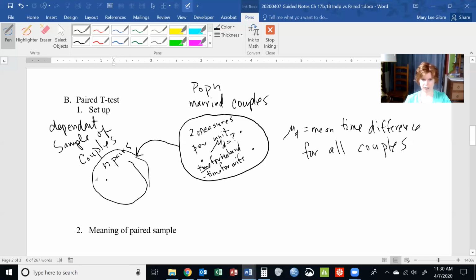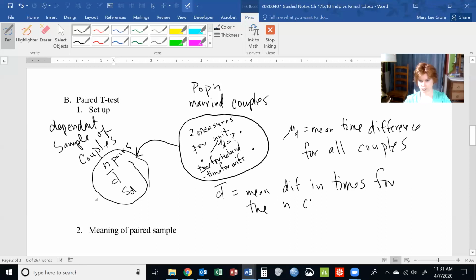And then I'll have d bar, which is going to be the mean difference of the n couples. And then s d will be the spread of those differences. So d bar is the mean difference in times for the n couples in the sample, and s d measures the spread of those differences in times.